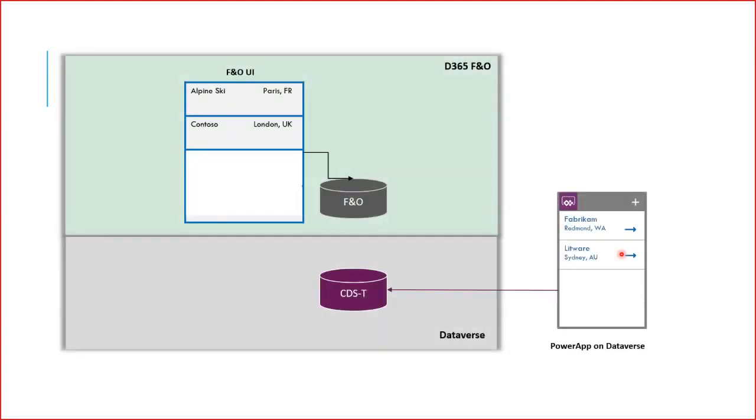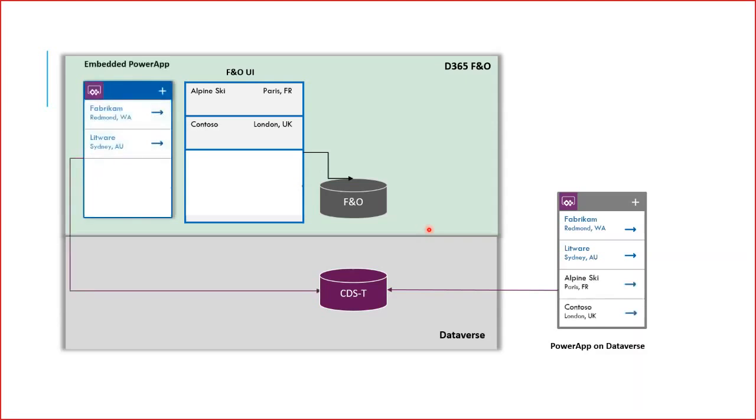So what is the purpose of having dual write? If we have a Power App sitting on the Dataverse, it has its own database, which we have seen is a CDS database. Another app is the FNO, which has its own database, FNO. Both the applications are sitting over there. We have an option called embedded Power Apps within finance and operations. So we can create a Power App, and then we can embed that within finance and operations. It's an out-of-the-box functionality. Once we embed this one, it actually reads data directly from CDS.